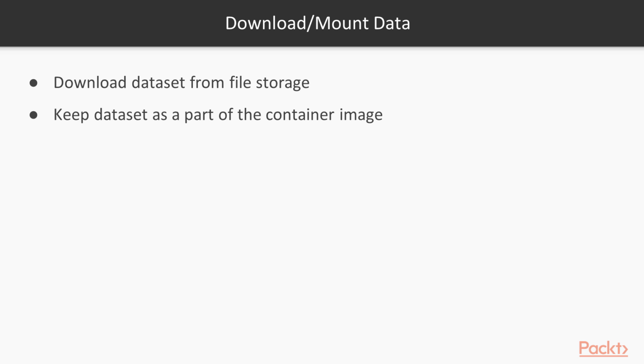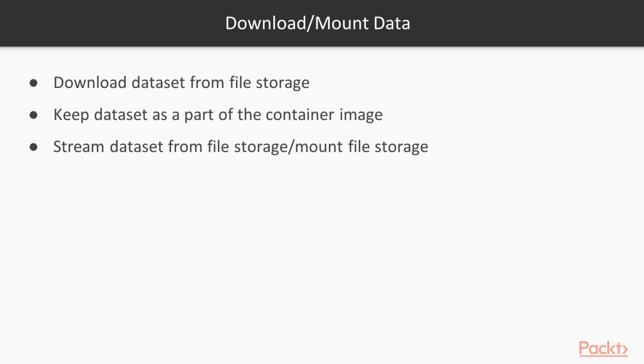Alternatively, we can keep the dataset as part of the container image. This way provides very fast access to data during training, but at the same time makes it harder to reuse the same container image for a different dataset. Next, we can mount the data volume to the training machine or stream data from the file storage.